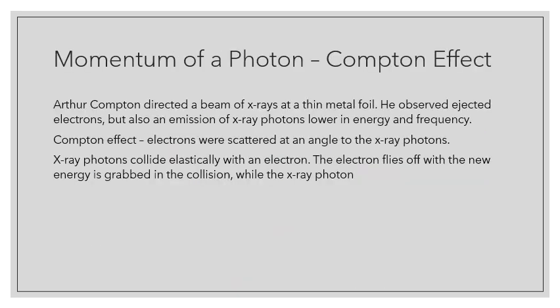So now we're going to look at the momentum of a photon and the Compton effect. Arthur Compton directed a beam of X-rays at a thin metal foil. He observed ejected electrons, but also an emission of X-ray photons lower in energy and frequency. The Compton effect is that electrons were scattered at angles to the X-ray photons. The X-ray photons collide elastically with an electron. So the electron flies off with this new energy that is gained in the collision, while the X-ray photon decreases in energy since that energy was transferred to the electron.